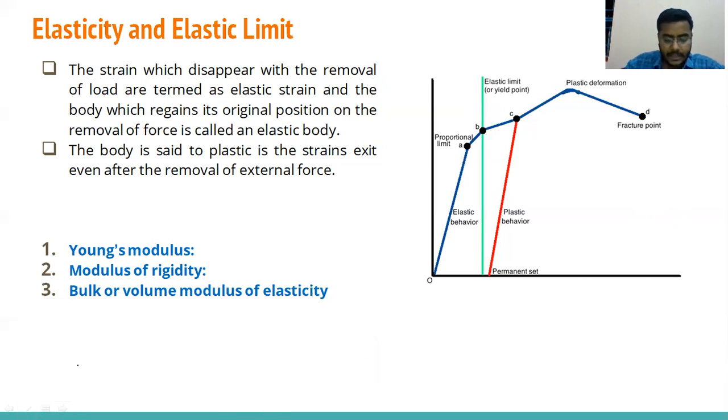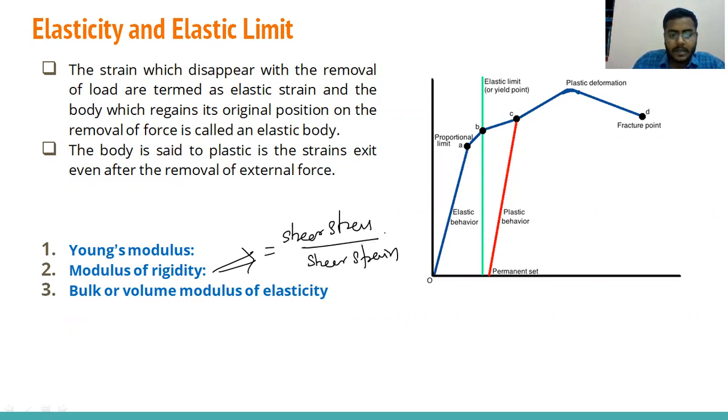Now, modulus of rigidity. When the ratio we are taking is for shear stress and shear strain, that is called modulus of rigidity. So what is the modulus of rigidity? Shear stress divided by shear strain. Generally, we denote it by G. In some books, you will see it as C or N, whatever. Generally, we denote it by G.